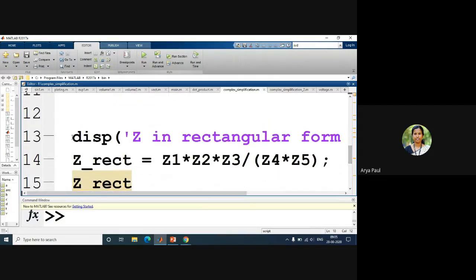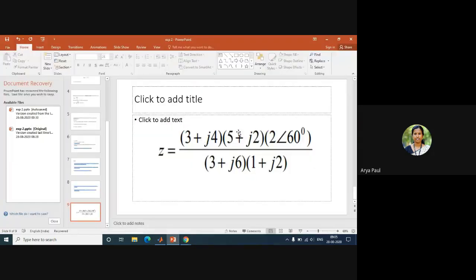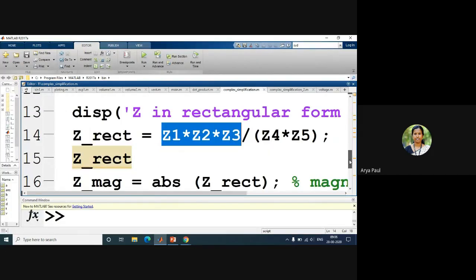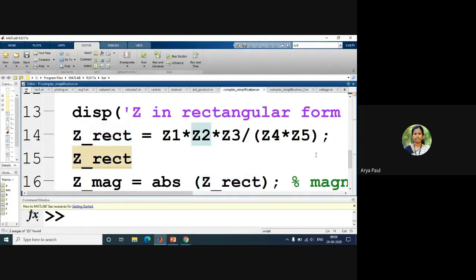Now you just display a message, "said in rectangular form is". Then how can you find the rectangular form? You multiply Z1 into Z2 into Z3, whole divided by Z4 into Z5. That will give you the rectangular form.